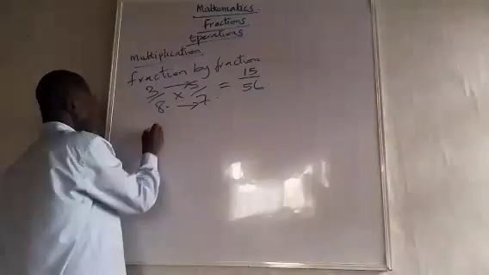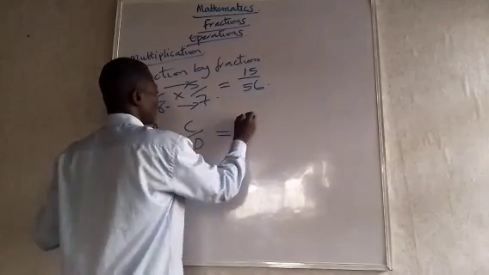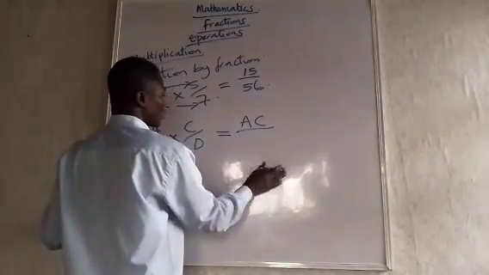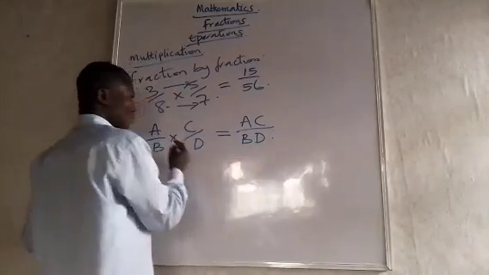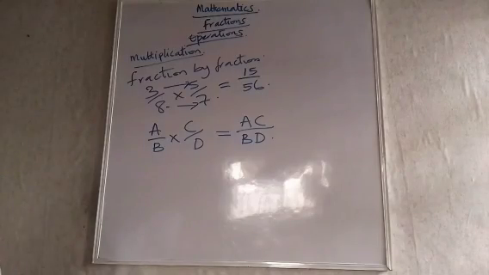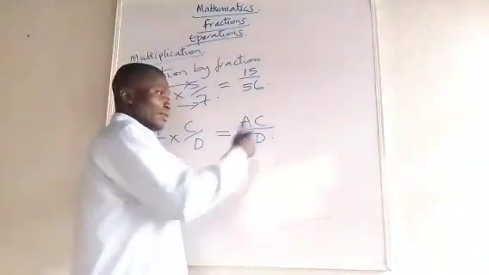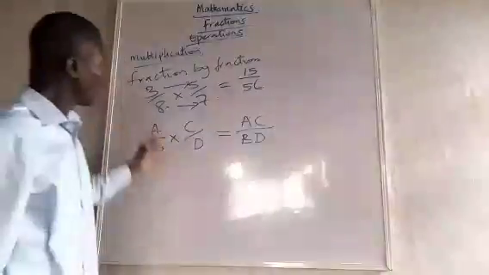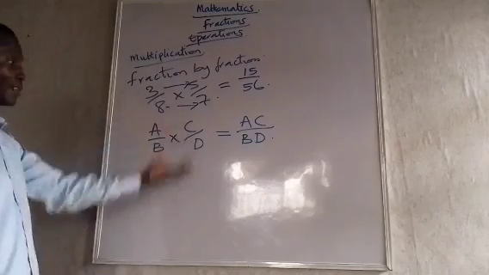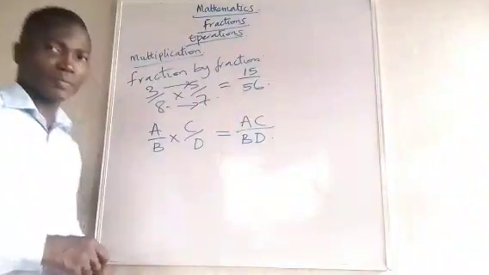So if you have A over B times C over D, you are going to have AC over BD. This will even help you understand the rules of the operation, like commutative, associative, and distributive. With this, you will understand the laws of operations of mathematics. When you look at these operations very well, you understand more.